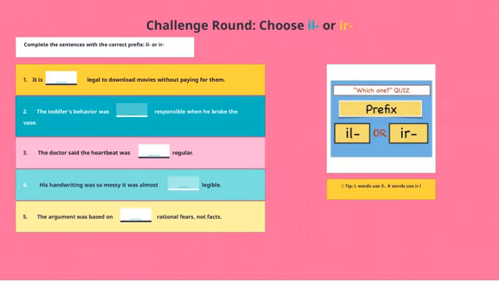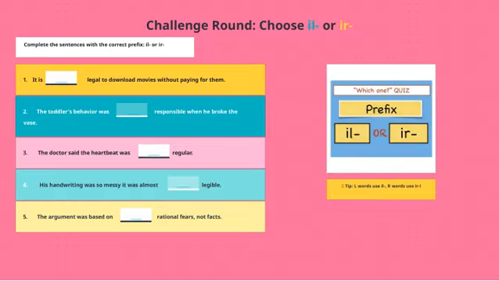All right, let's take a look at this challenge round. The goal here is to choose the correct prefix, either ill or ir, to complete each sentence. First, remember that the prefixes ill and ir are often linked to words starting with L and R respectively. The tip here is a helpful rule. Words starting with L typically use ill, and words starting with R usually take ir.